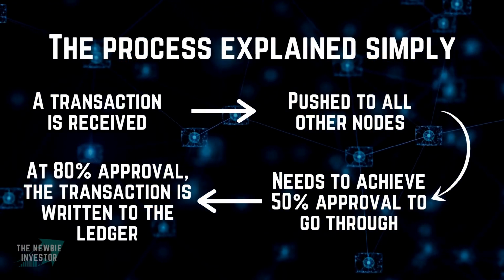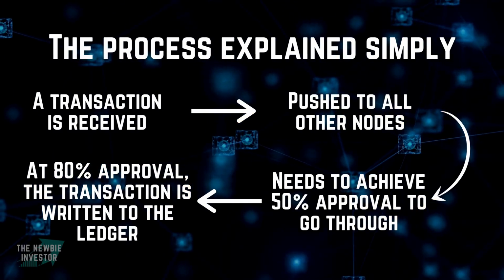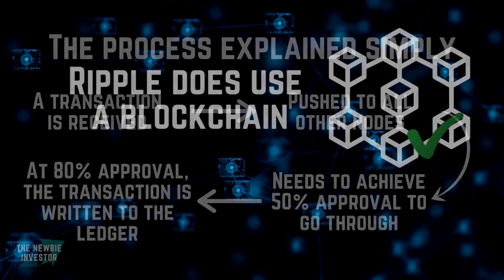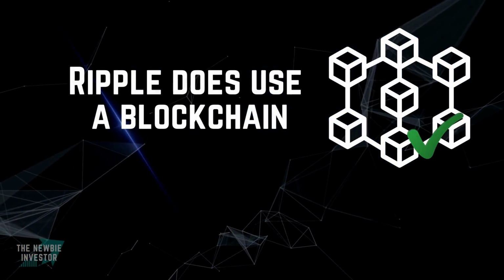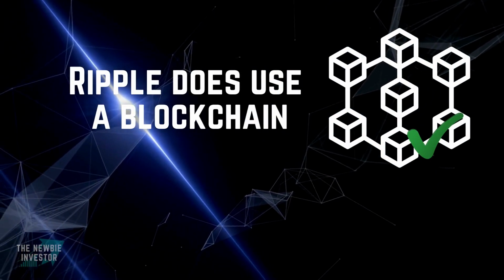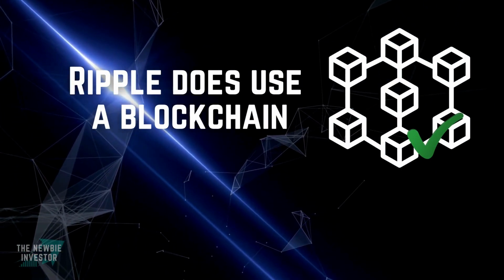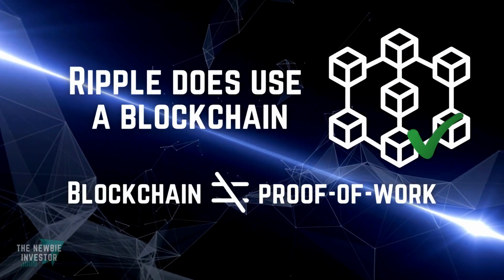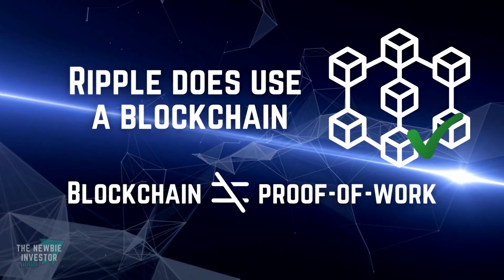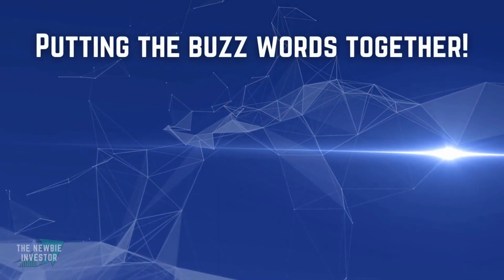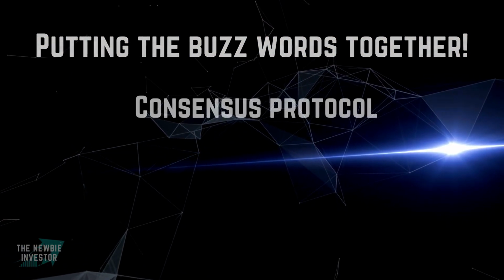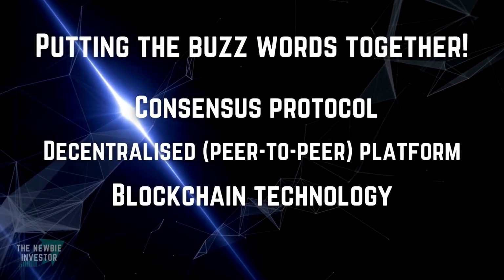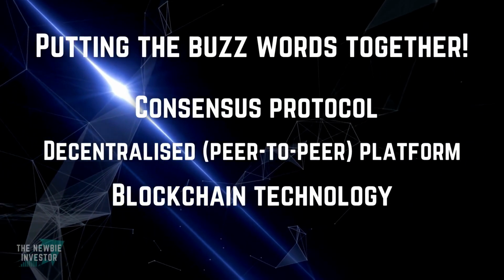These validations are instant and take roughly 3 to 5 seconds. After that, the transaction becomes part of the Ripple blockchain. There is a lot of confusion on the internet whether Ripple actually uses blockchain or not, but both the Ripple website and the XRP ledger website say that it does, so I will agree with them. I think that some people confuse proof of work and proof of stake with blockchain, and although they're related, they're not the same. So, to summarize and put all of the buzzwords together, Ripple uses a consensus protocol on a decentralized blockchain platform. And hopefully, by now, you will have some idea of what those words actually mean.